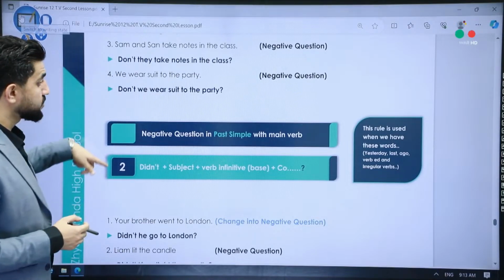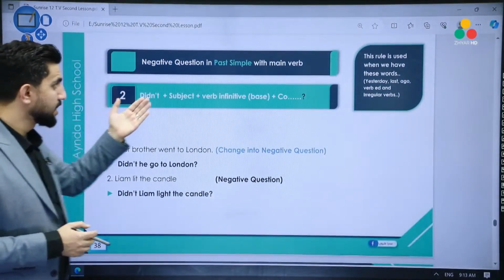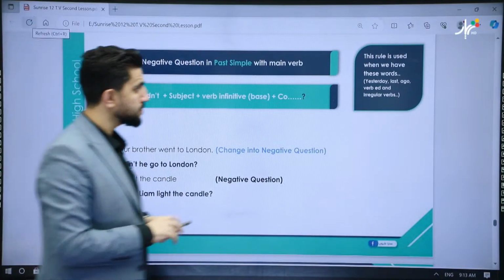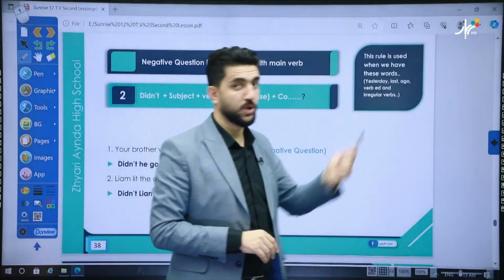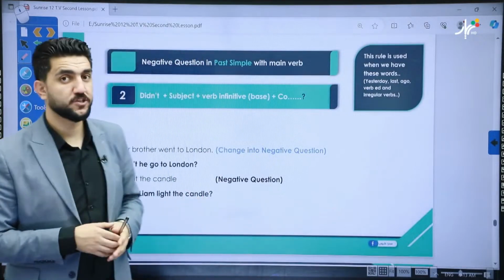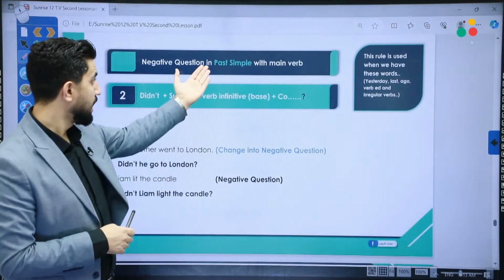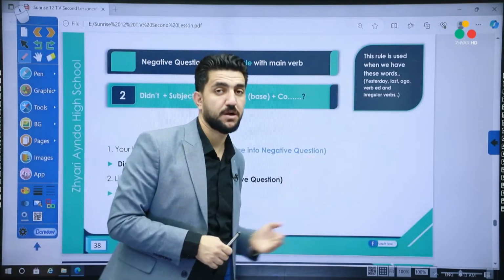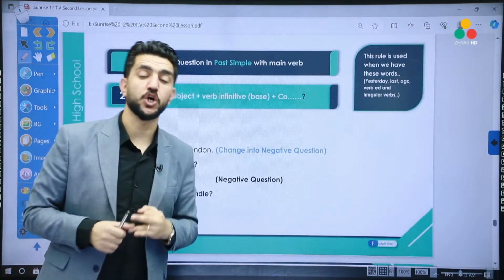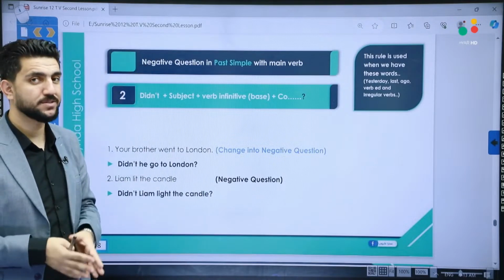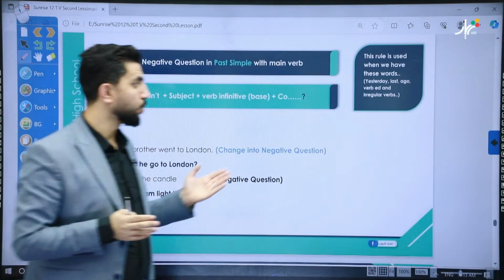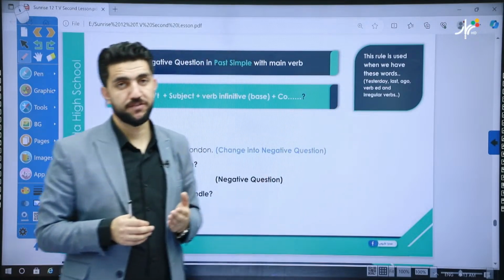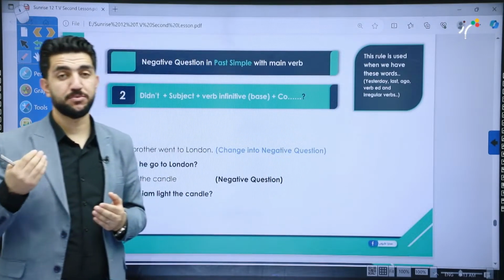Okay, what about negative question in the past with the main verb? We are talking about the main verb here. The rule is used when we have these words. How do you know the sentence is past simple? When we have either of those. For example, when we have the words yesterday, ago, last, you know that it's past simple. Or we can also say when we have ed or irregular verbs, as we talked about in the previous lesson.